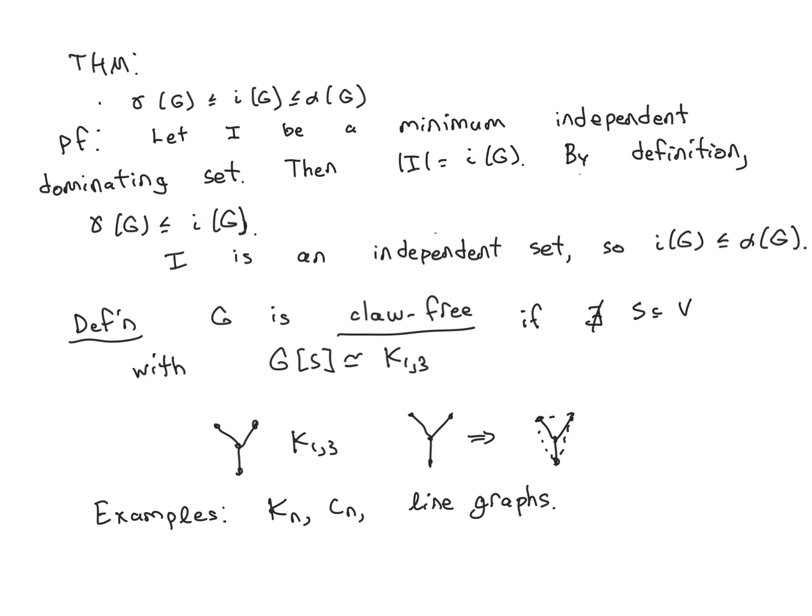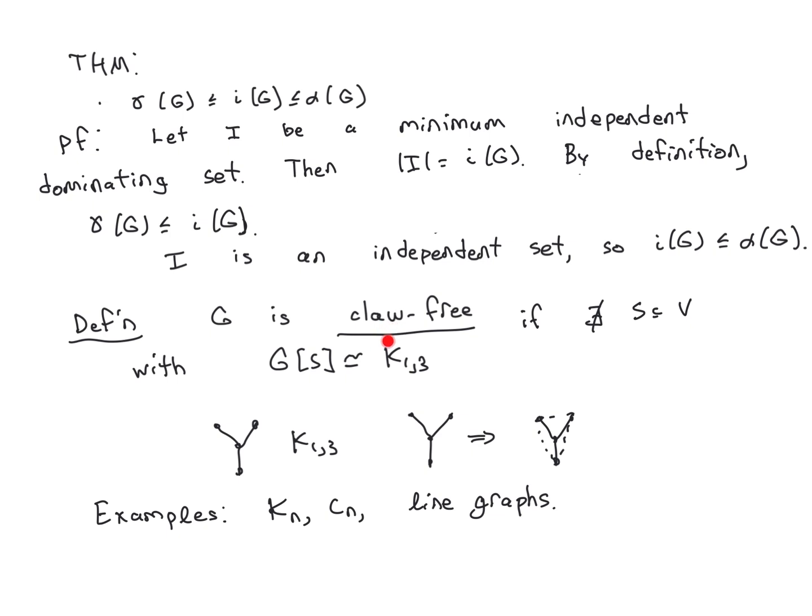So what we're going to focus on for the rest of the lecture is looking at a case when these two numbers are the same. As we saw, they're the same for cycles and complete graphs. We want to see when else that happens. So the theorem we're going to be interested in is about claw-free graphs. Claw-free graphs pop up a lot in graph theory. They haven't popped up yet in this course, but here they are.